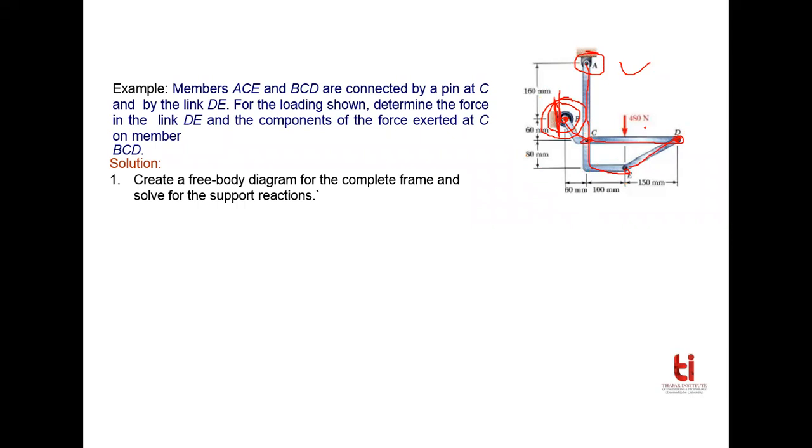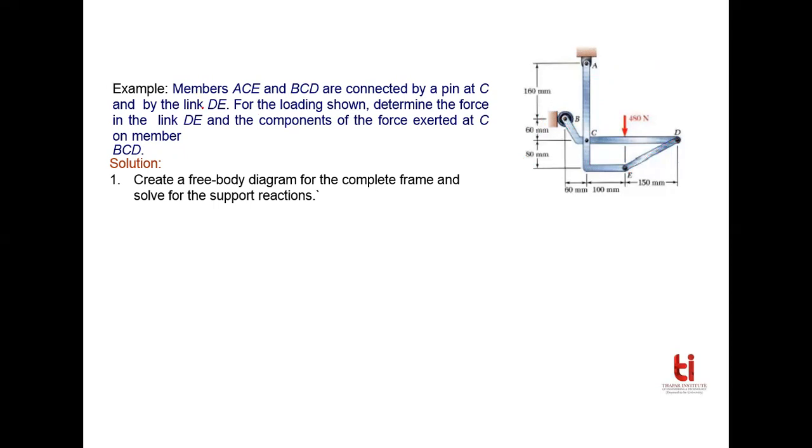Yes, there is one external force also acting at this place, and this place is right above the point E. From geometry you can easily find out this length, and this length is just 100 millimeter. So this 480 external force is acting at 100 millimeter distance from point C. The remaining dimensions are given to you, so you can find out this angle or any angle.